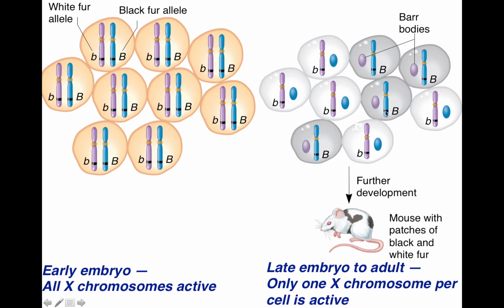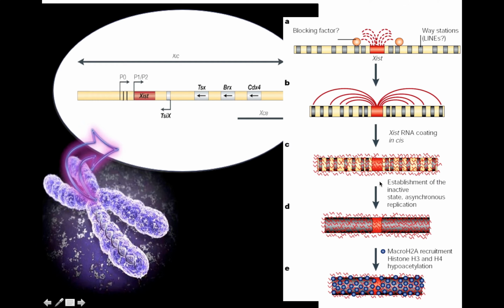heterochromatin. So after this point in development, as the mouse continues to grow and finally produce fur, all of the descendants of this cell are going to produce white fur, and all of the descendants of this cell are going to produce black fur. So this mouse will have patches of black and patches of white fur all over its coat. The random X chromosome inactivation produces these patches.